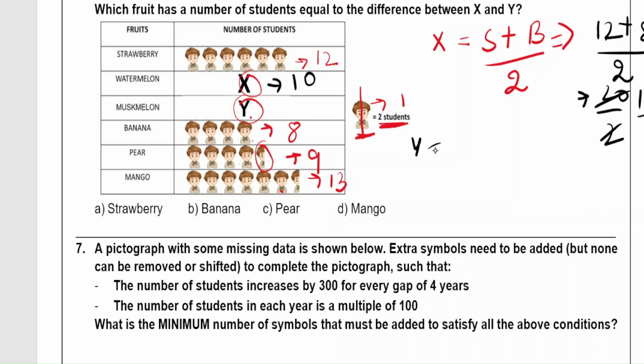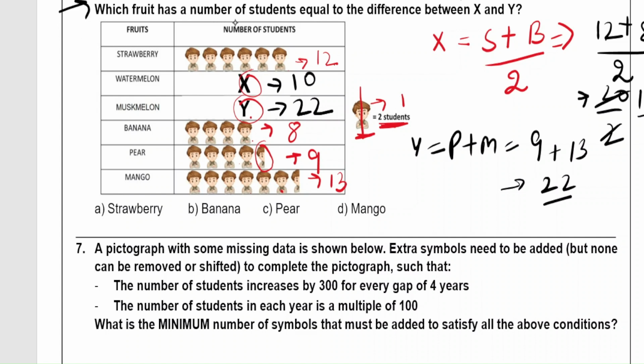Let's identify y also. Y is equal to the total number of students who like pear and mango. So y is equal to pear plus mango. Pear is liked by 9 students, mangoes are liked by 13 students, so a total of 22 students like muskmelon. But the problem does not end here. The problem is, which fruit has a number of students equal to the difference between x and y. First we need to identify which fruit, and in the answer we need to tell the fruit name.